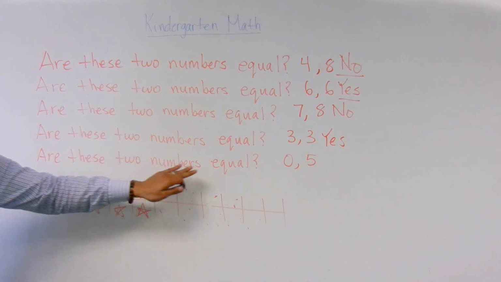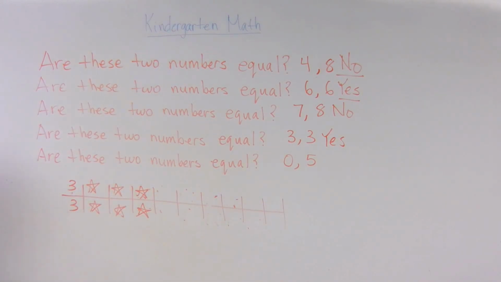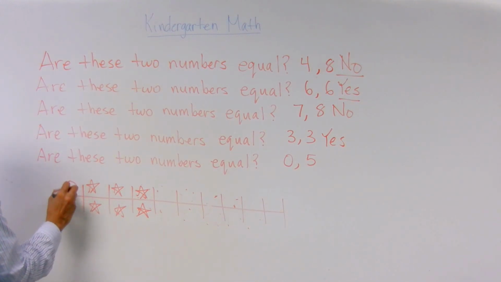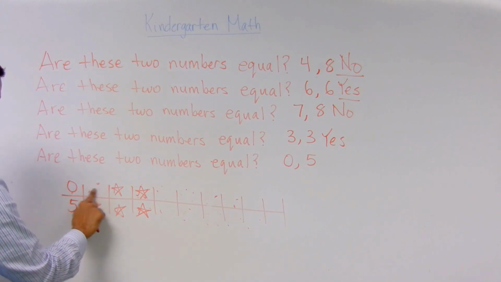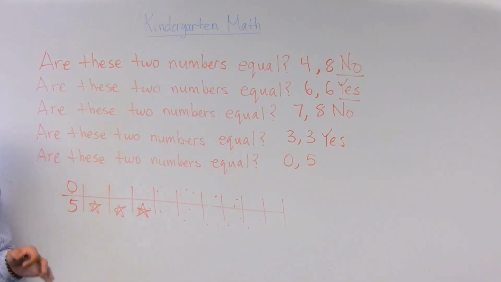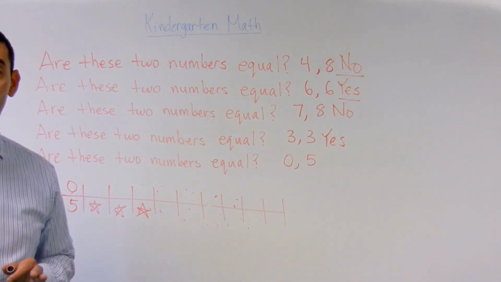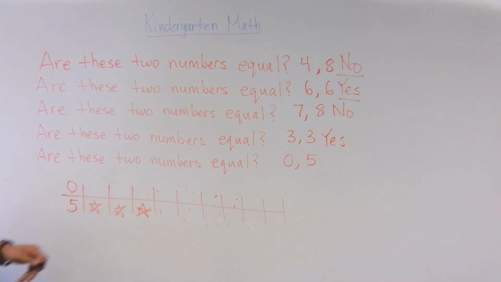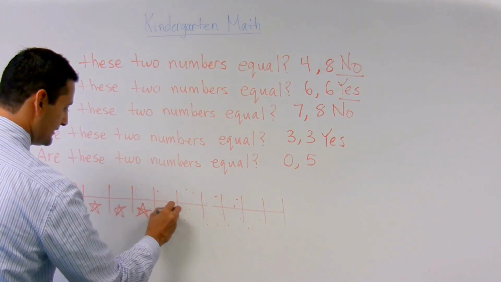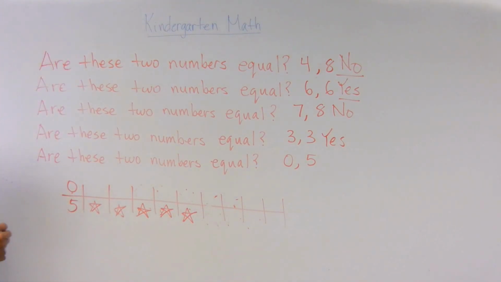Are these two numbers equal? 0 and 5. So here I'm going to write 0. And here I'm going to write 5. And as you know, boys and girls, if it's 0, that means that there's nothing there. So this is how I would draw 0. There's nothing. Now let's draw 5. 1, 2, 3, 4, and 5.